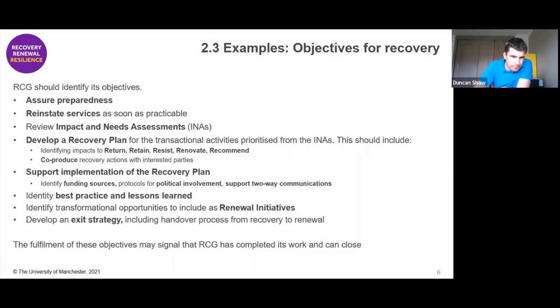And so moving on, some of the other things is about supporting implementation of recovery. So helping people who are recovering their own organisation to find resources, to support communications, identify best practice and provide them with support of lessons learned. And really thinking about the exit strategy. How do you hand over a process, not only from recovery to renewal, but how do you close down this recovery activity as well? So these are just some of the objectives that RCG might identify for its recovery process.